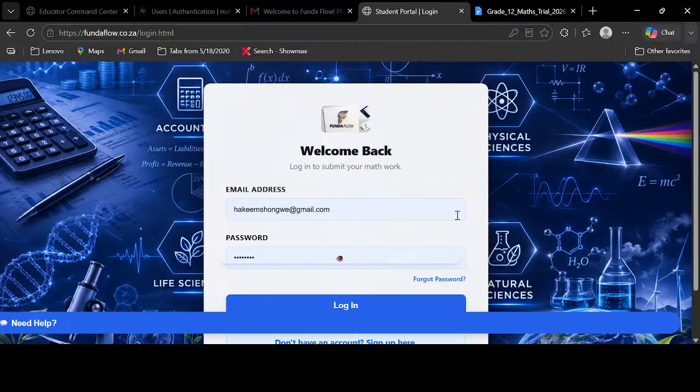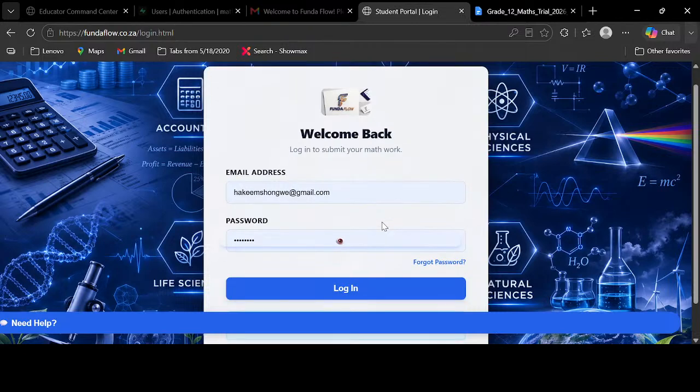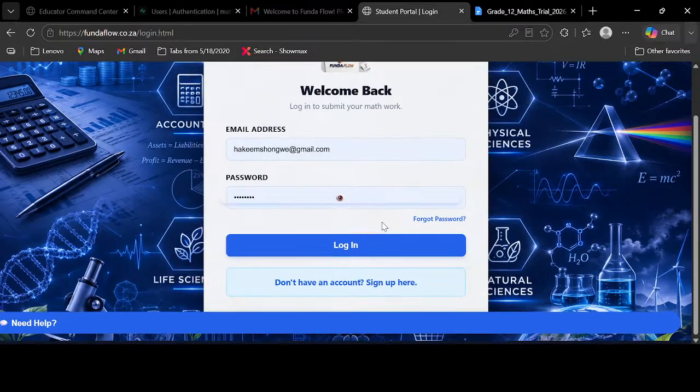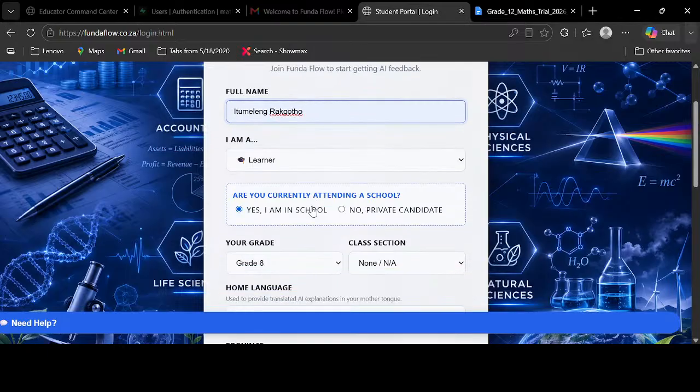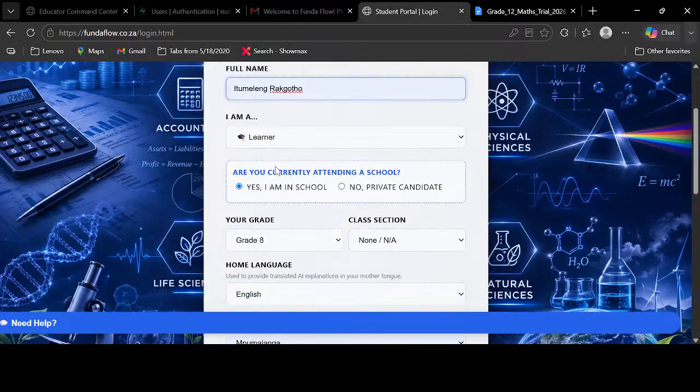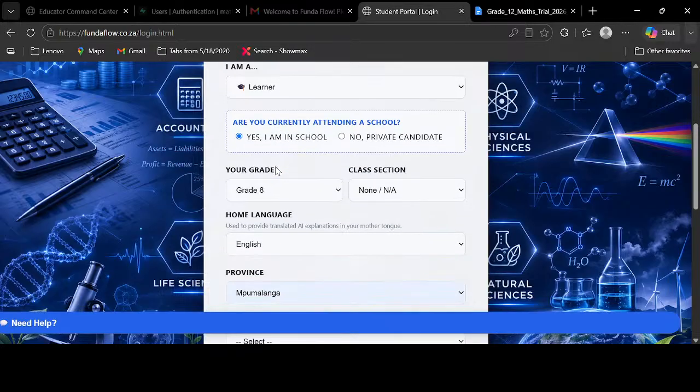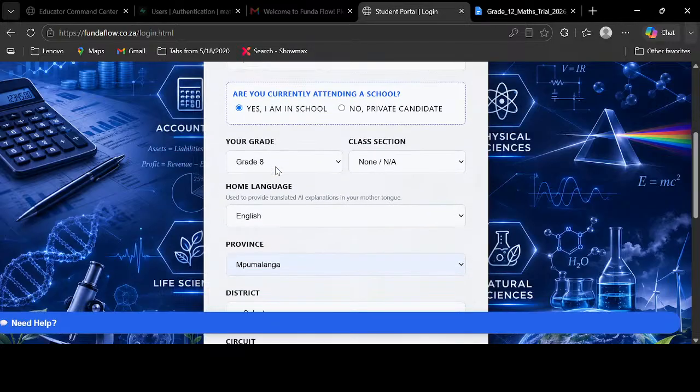Itu is taking you through the logging in of Funda Flow. Okay, here's our Funda Flow. So we're going to go to 'Don't have an account', and then we're going to sign up here. Since I'm a learner, and since this live is about grade 12, we're going to sign up for grade 12. Let's just say I'm currently in school. Remember, guys, we also did it for learners who are rewriting, because you don't have any school assigned to you. You can also use the app, and you can just request a tutor if you want a human.